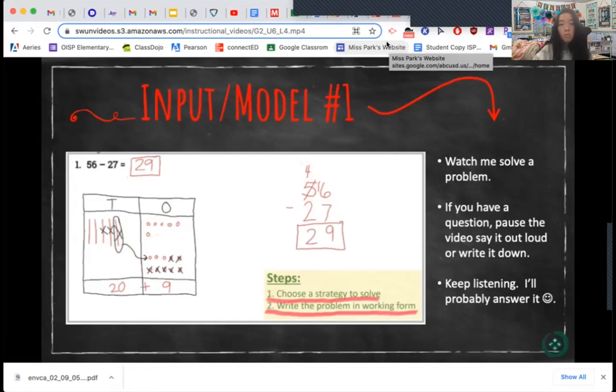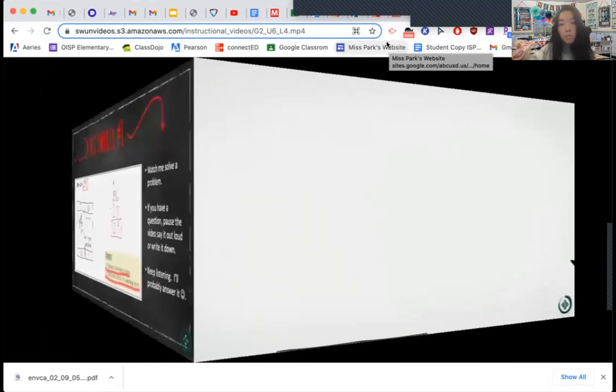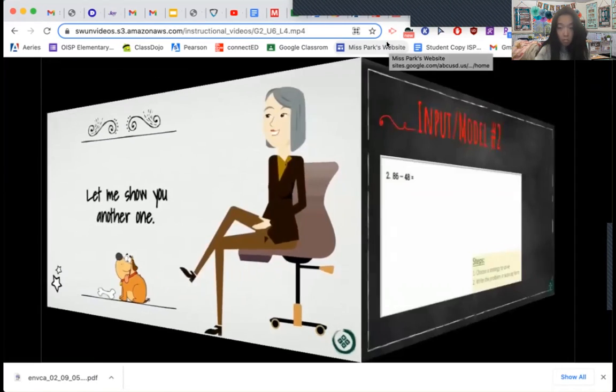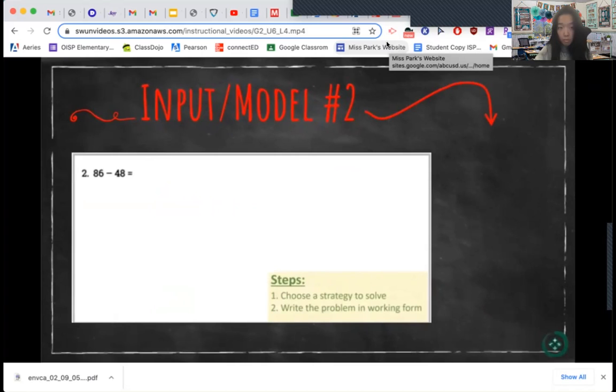Here we found that with our draw picture strategy, and here we found it with working form. Great job, friends. Let me show you another one. Let's begin our second input model.